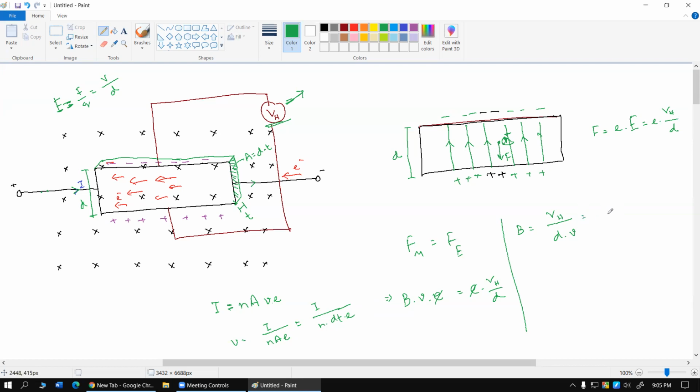Now I'm going to replace this up over here. So the Hall voltage on the top, d over here, I divided by n into d t into e is over here. d and d cross out, I remains at the bottom, everything else goes on the top. So B equals V_H into n into t into e divided by I.